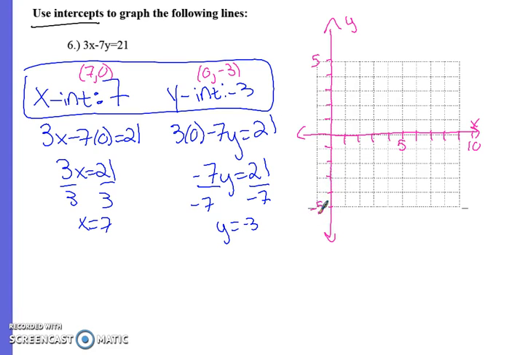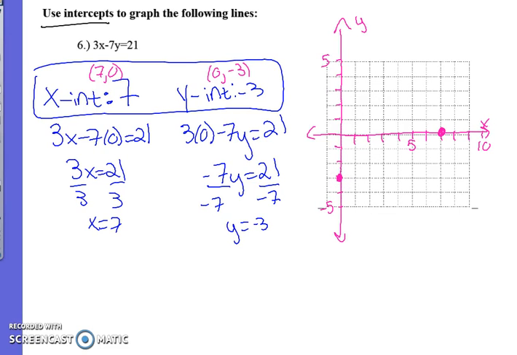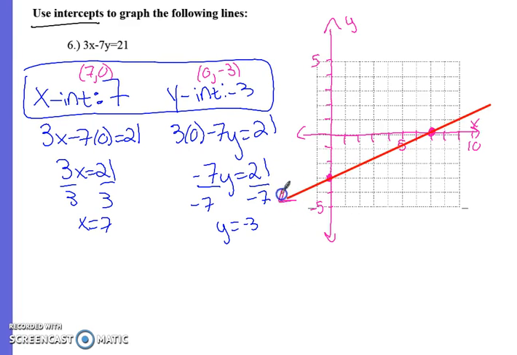And let's plot. Our x-intercept is positive 7, right there. And my y-intercept, 0, negative 3, is right there. And then go ahead and draw a straight line through them. Straight line. Let me move this around. And don't forget, this is a line. It doesn't have stipulation, so put those arrowheads on them. So you graphed your line just using the two intercepts.